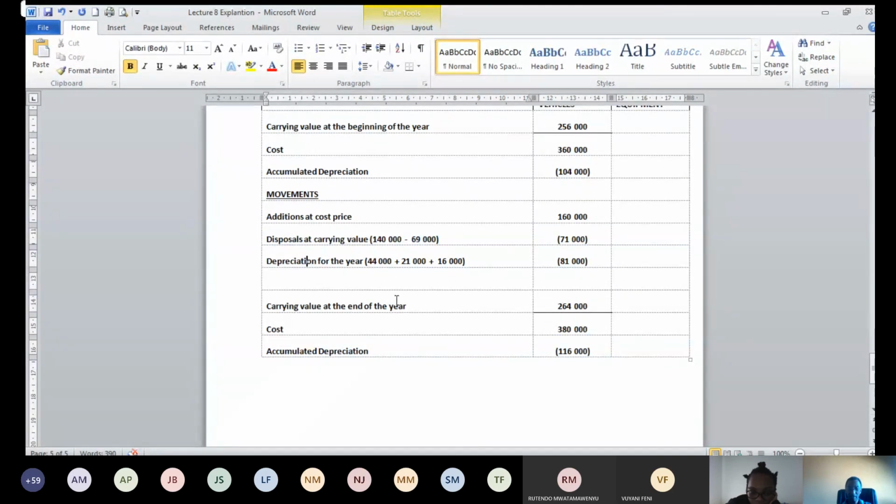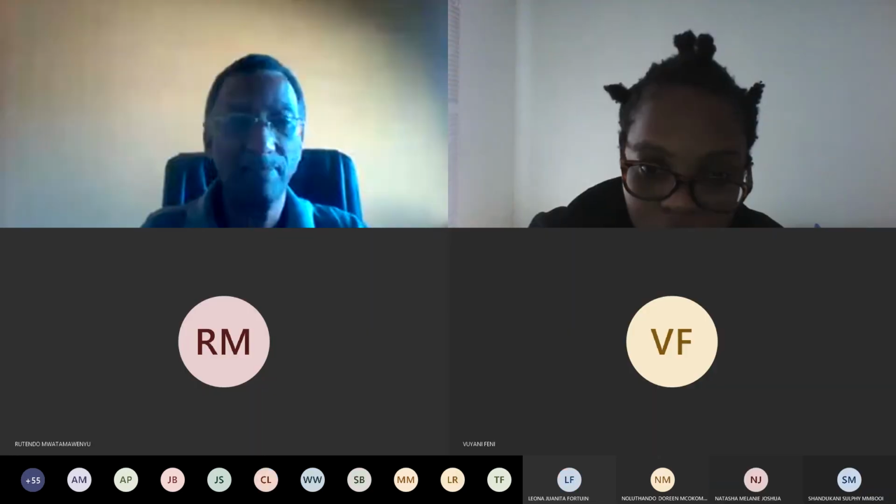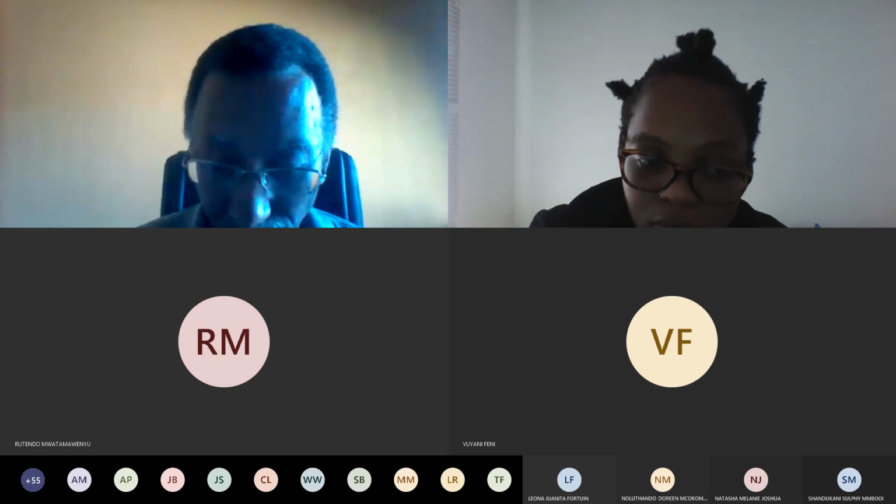Then we take a look at the value of the asset at the end of the year. We want to know what the cost is, what the accumulated depreciation is, and the cost minus accumulated depreciation is your carrying value at the end of the year. So we want to calculate our carrying value at the end of the year. And that will take care, guys, of the note for property, plant, and equipment.